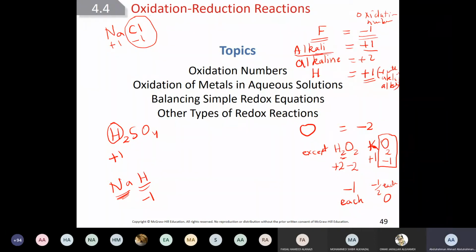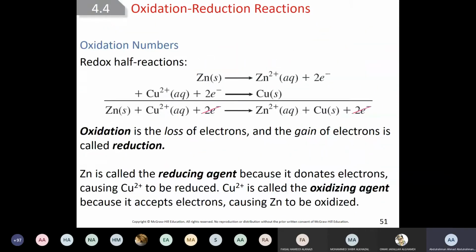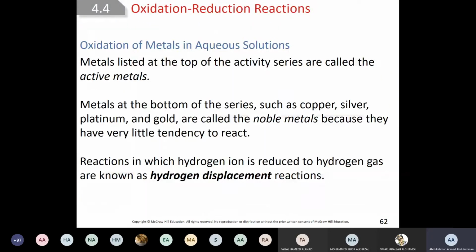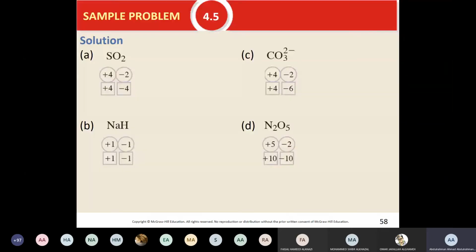Alkali is +1, alkaline is +2. Hydrogen is +1, except when it is with alkali or alkaline, then it becomes -1. Oxygen is always -2, except when it is in peroxide or superoxide. Good, clear. Next, let's very quickly find the oxidation number of these compounds.